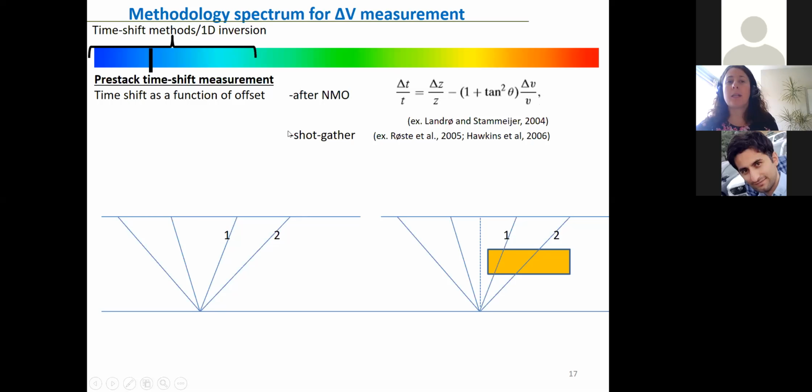And similarly, there were other studies that looked at measuring time shift in shot gather domain and extracting delta V properly from the shot domain.